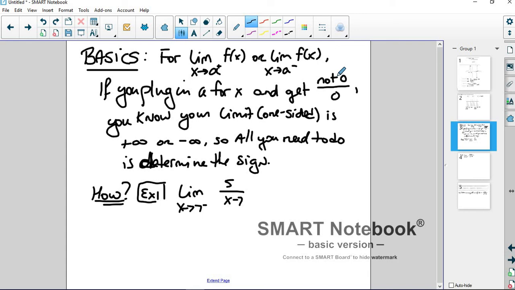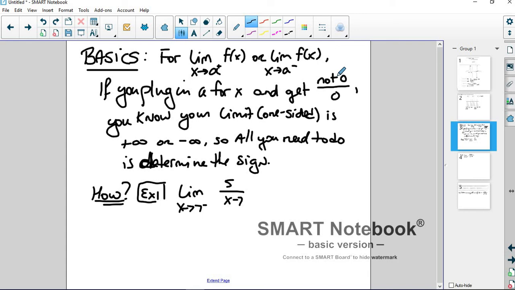It doesn't mean infinity. It doesn't mean 1. It doesn't mean anything. You have to do some more work. And there's some of you that are getting stuck with that. If you get 0 over 0, that does not equal 0. You've got to do more algebraically and simplify and figure it out.